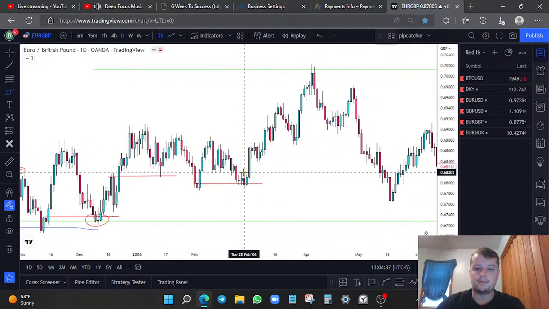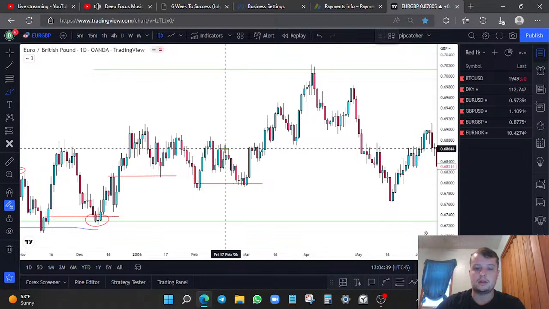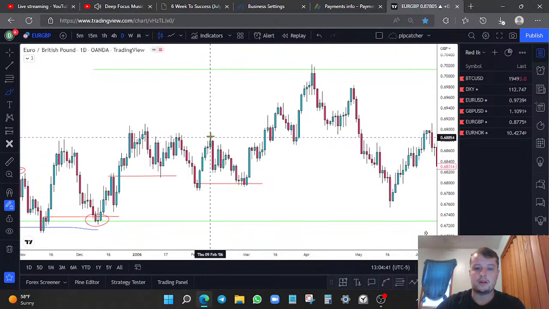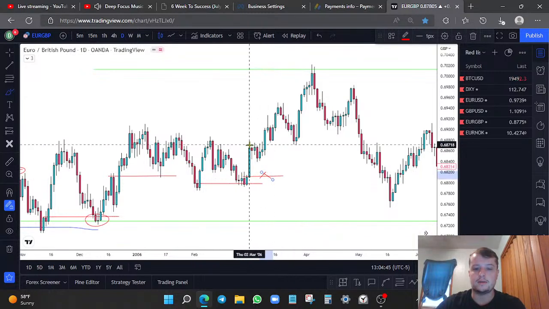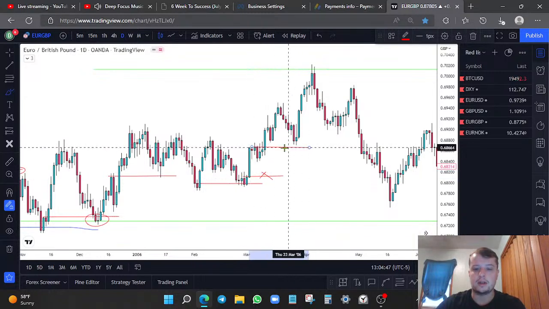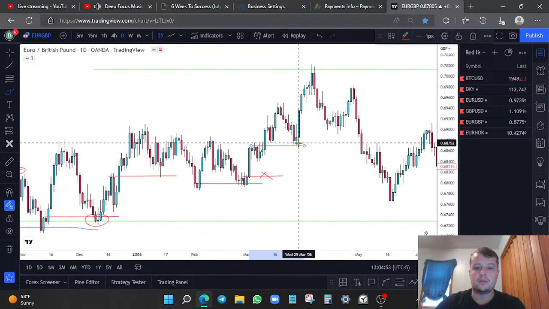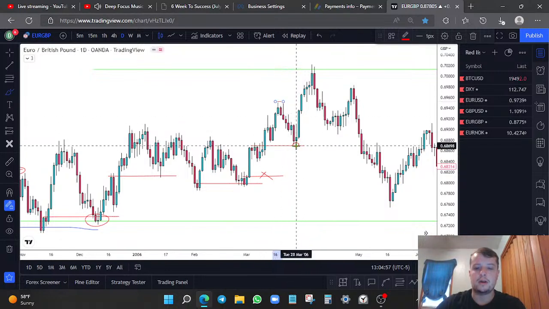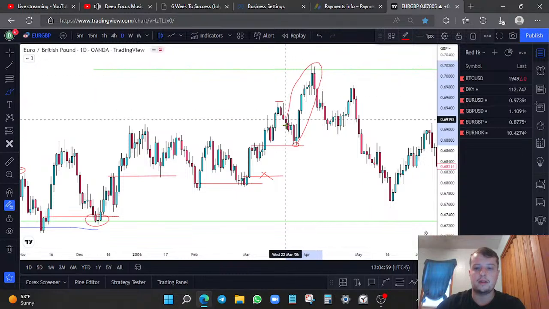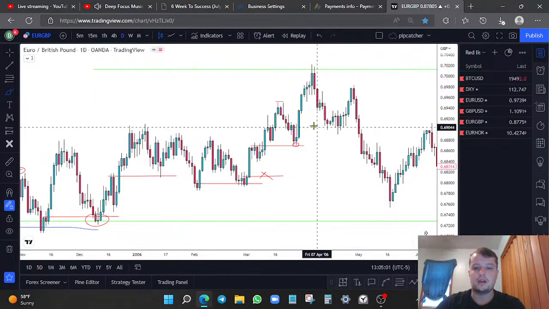Price comes up, doesn't really break structure here, here, or here. Price doesn't come back and gives us a break of structure in this area here. And look what happens. It barely misses it, but then it gives us a clear break of structure with this push to the upside here.